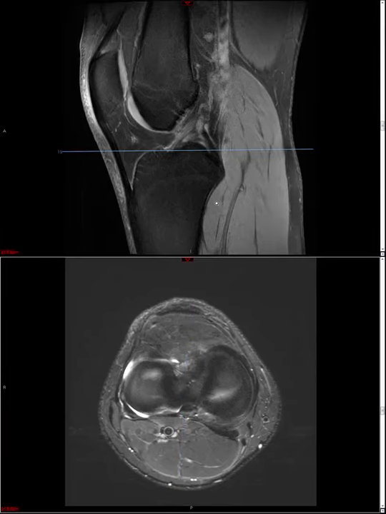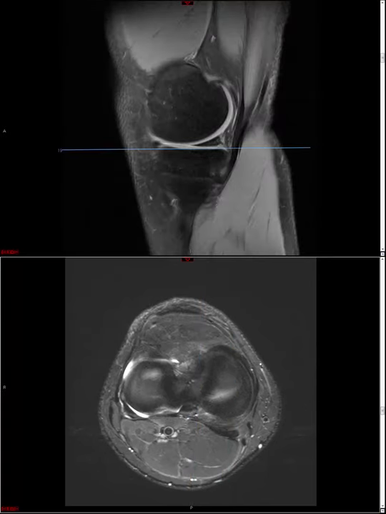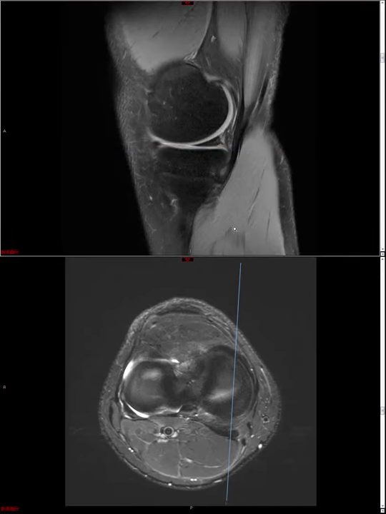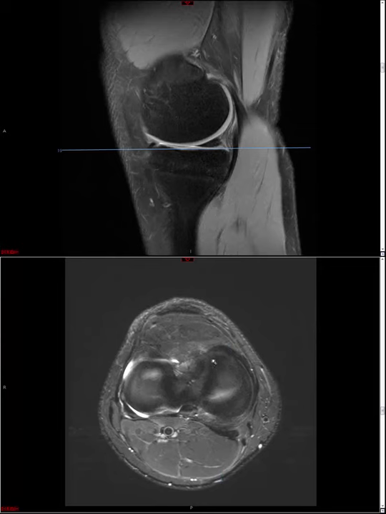Okay, so let's start with the menisci. As you know, these are the shock absorbers of the knee. Generally, we will use the sagittal to look at the anterior and posterior horns of each meniscus, and the coronal to look at the body. I want to direct your attention to the axial sequence. It shows quite nicely the anterior and posterior horns of the medial meniscus and the body here, as well as the anterior and posterior horns of the lateral meniscus, and again, the body here.